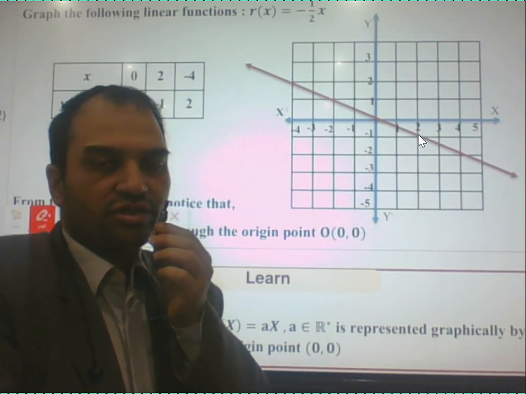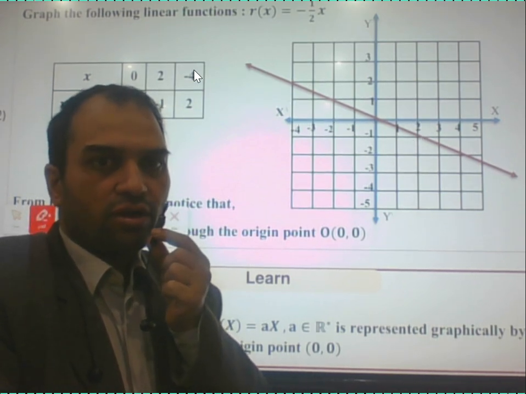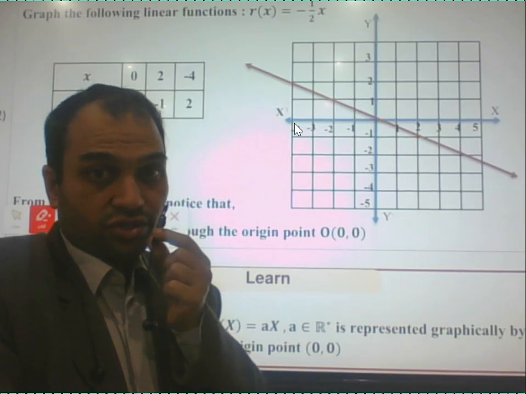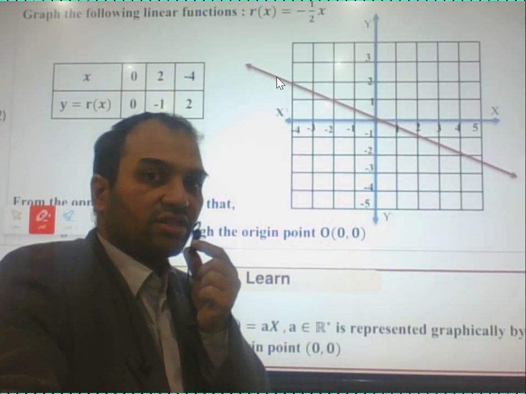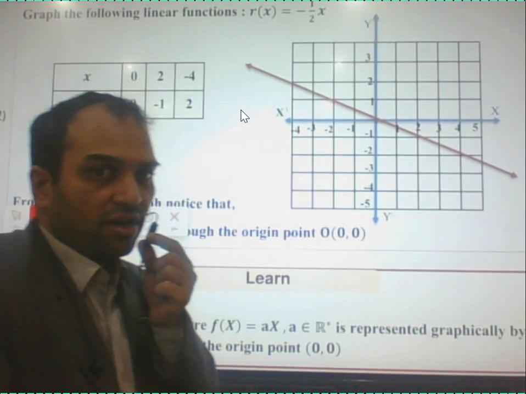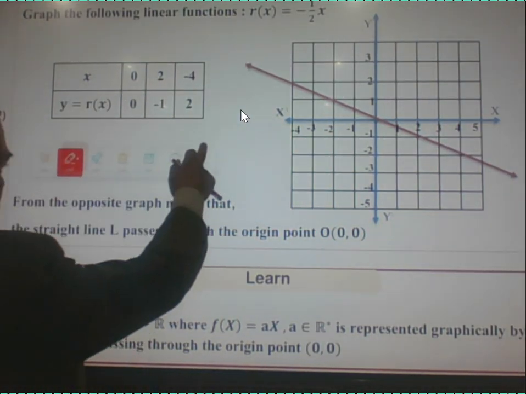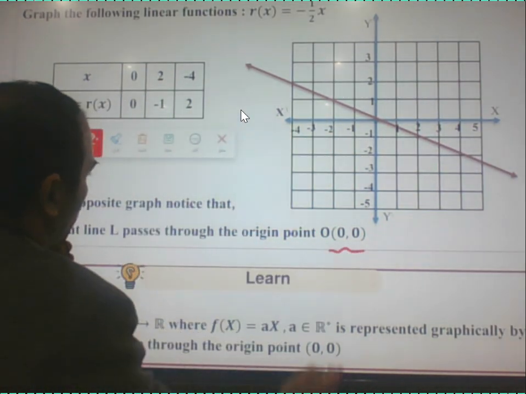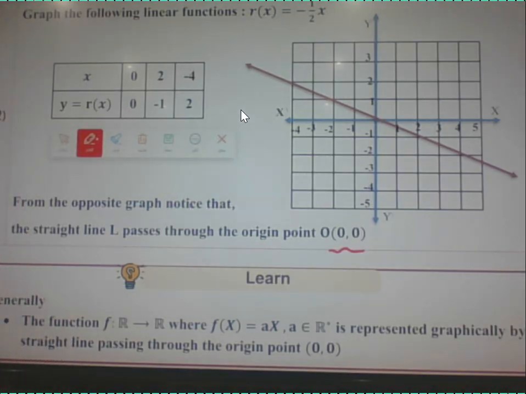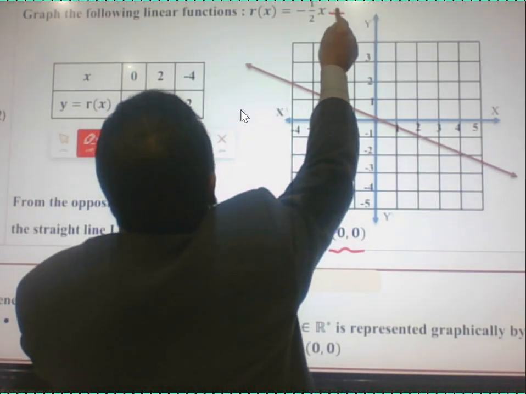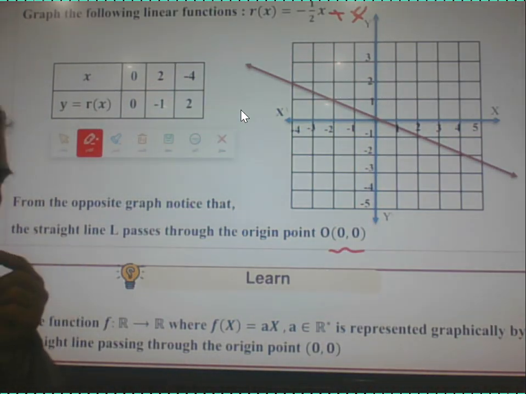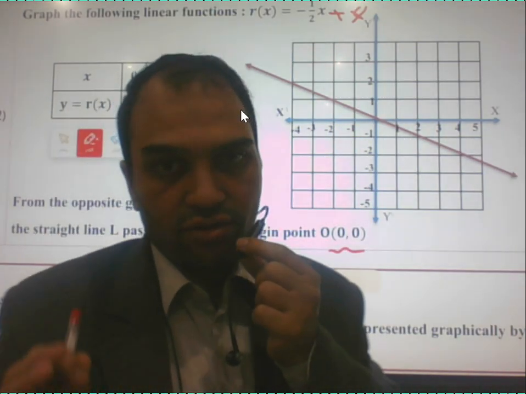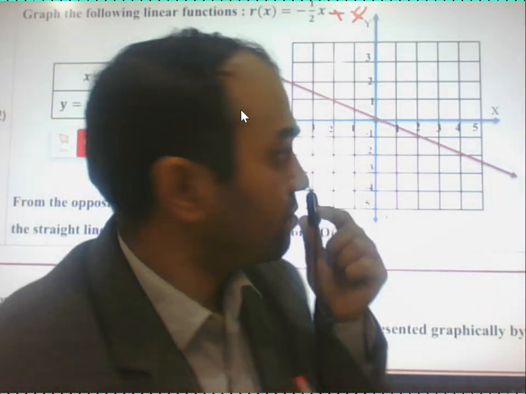Start where x is 2 here and y is negative 1 here, and also negative 4 with 2. Start from negative 4 to 2 up here, put 3 points, and then draw the straight line passing through the 3 points here. And we can find the intersection here. It will be 0 and 0. The straight line passes through the origin point 0 and 0. Why? Because the constant is not found here, so the straight line must pass through 0 and 0.